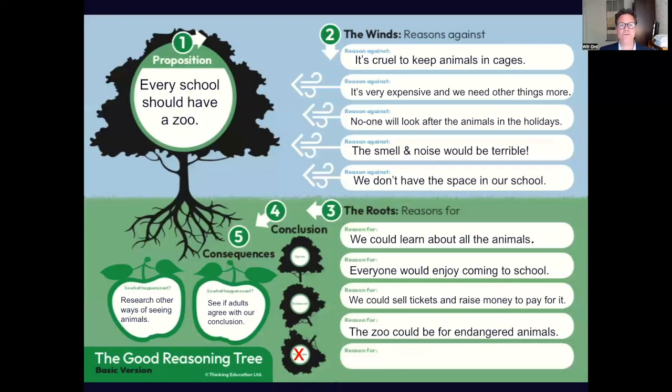So overall, in groups, they create the flow, the structure, the process of creating an argument. They're developing the vocabulary for it: proposition, reasons against, reasons for, conclusion, consequences. And they're learning to understand that there are these two sides to play with, that there's some weighing up to do. It's not simply a matter of one side or the other.